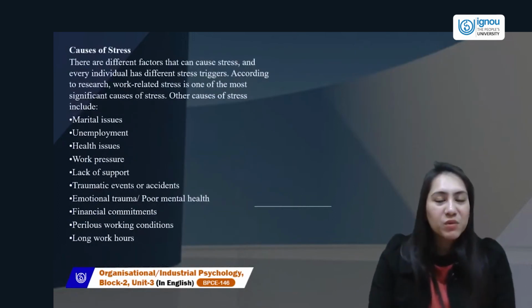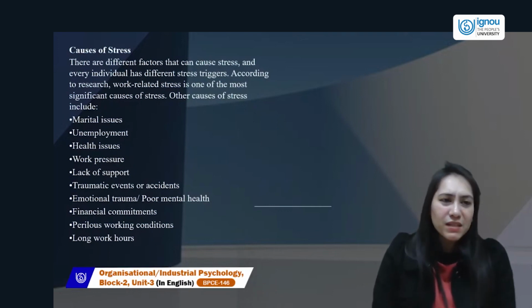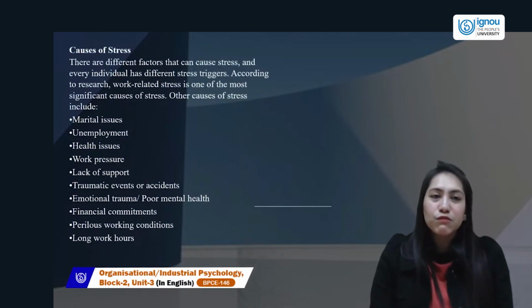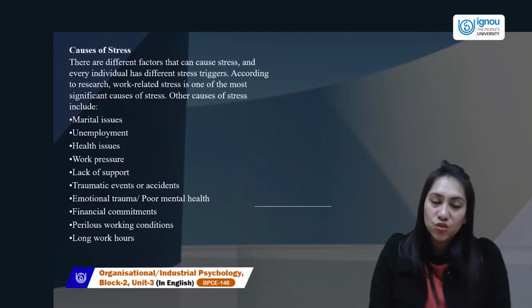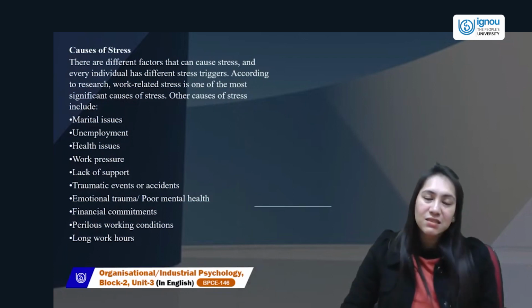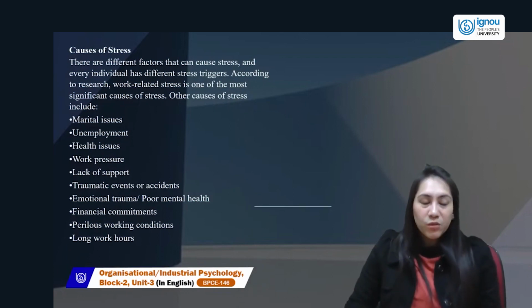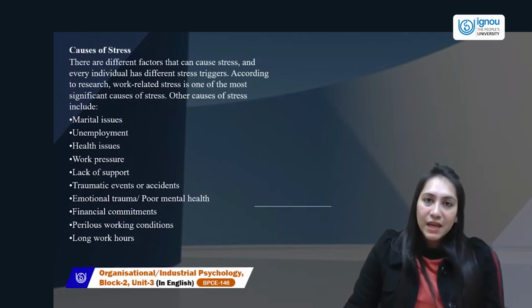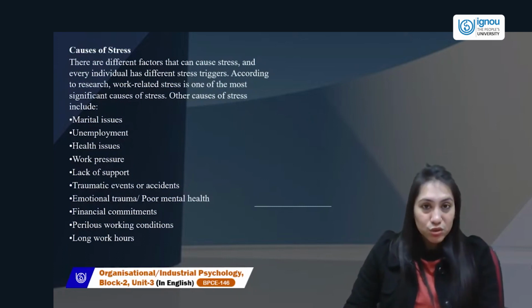Now, coming to some general causes of stress, which we'll obviously move to at length, these are factors that can cause you stress according to researchers. Work-related stress is one of the most significant causes. We all know organizations will have work-related stress. Apart from that, I'm going towards stress which is apart from work. Marital issues, unemployment, health hazards in the family or to themselves, extreme work pressure, lack of support in the organization, traumatic accidents or experiences, emotional trauma.